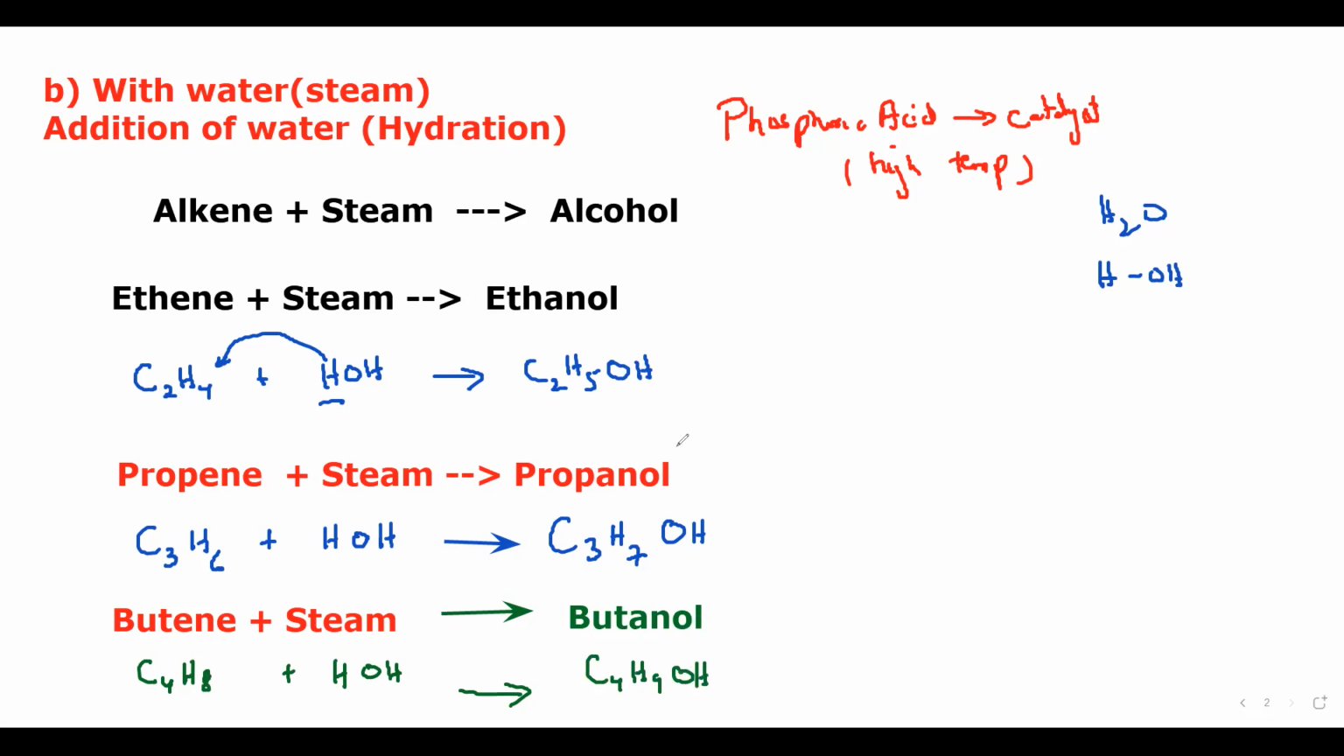So alkene plus steam results in the formation of alcohol. Why do we call this alcohol? Because there is an OH group. Whenever there is an OH group, we call it alcohol.